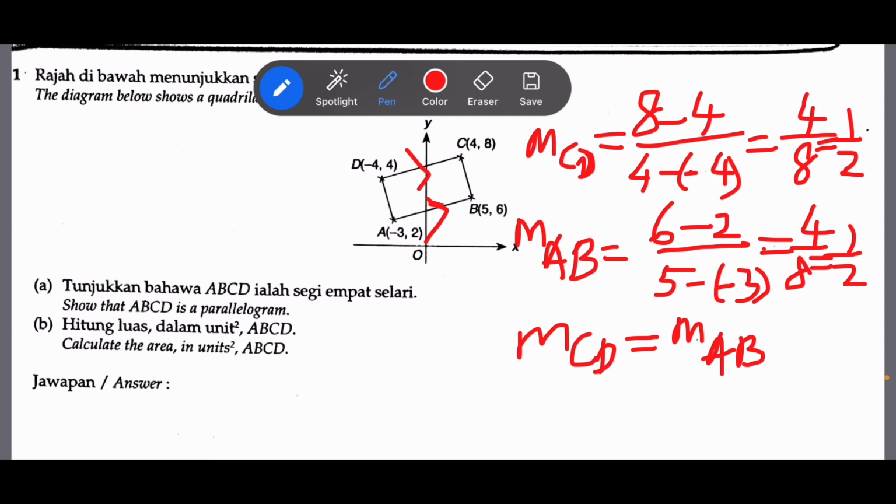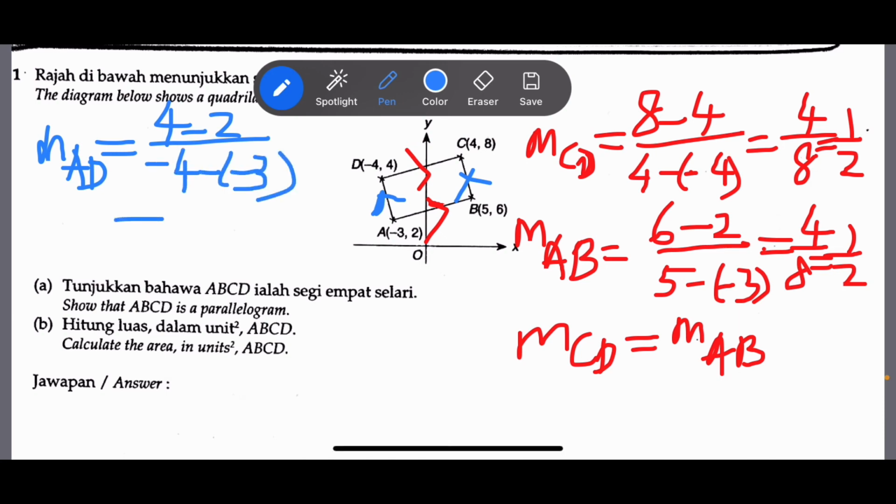So we can actually use the gradient concept to prove that a parallelogram will have two pairs of lines which are parallel. So now we need to show another pair of lines which are parallel. So that means we will find the gradient of AD and gradient of BC, and we show that they are actually having the same gradient. So gradient for AD is actually 4 minus 2 over negative 4 minus negative 3. So we are getting 2 over negative 1, which is negative 2.